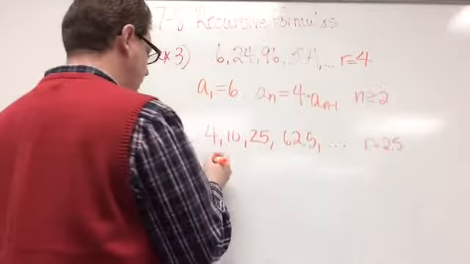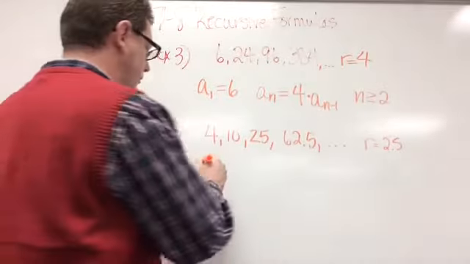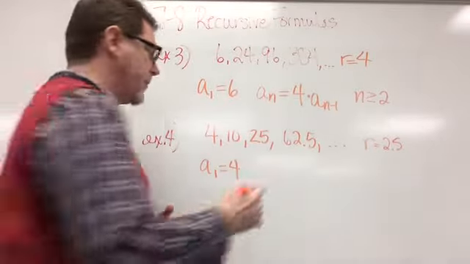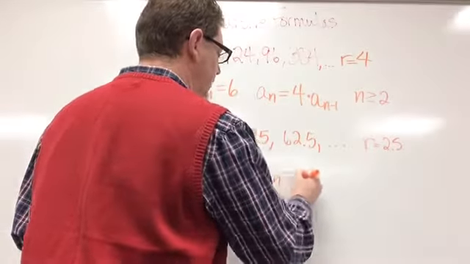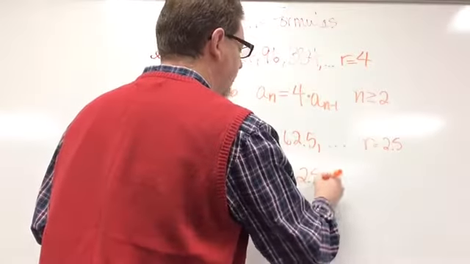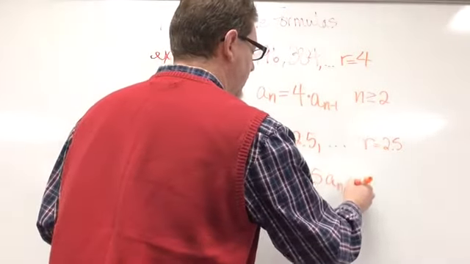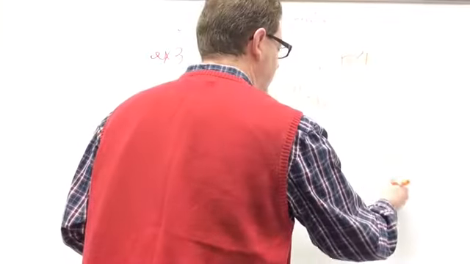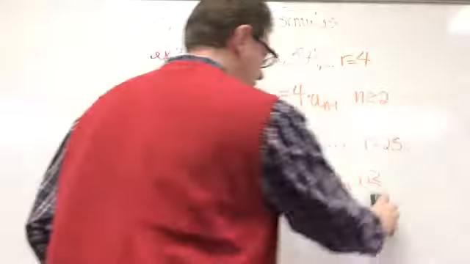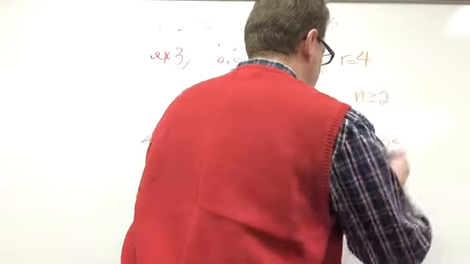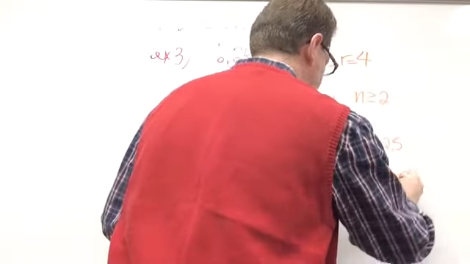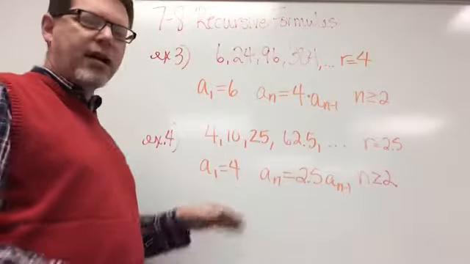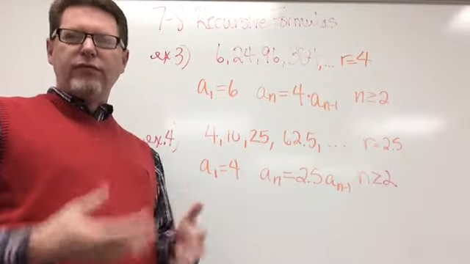So now I'm going to write down my recursive formula, which would be a sub 1 equals 4, because I always have to identify the first term, and then a sub n equals my common ratio, which is 2.5 times a sub n minus 1. And then I always add n is greater than or equal to 2. That is the way we take a sequence and then write our recursive formula for it.